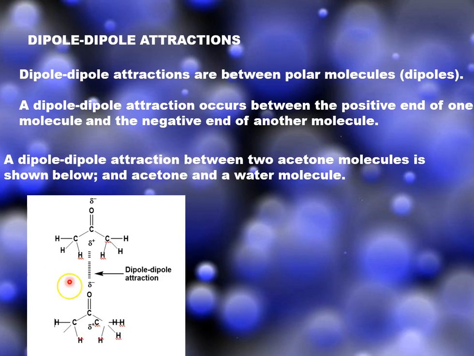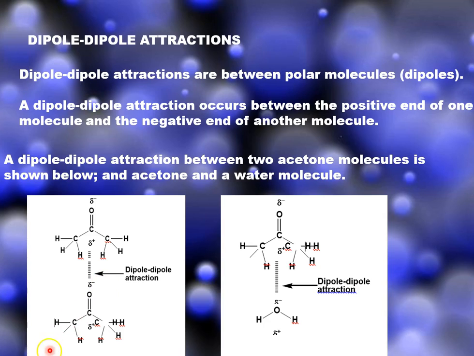So we have two acetone molecules. We have the positive carbon here, and we have the negative oxygen of an adjacent molecule. So the partial negative and partial positive are attracting between the two molecules. Another example would be an acetone molecule with a water molecule. The positive carbon on the acetone is being attracted to the negative oxygen on the water molecule, and it's what allows the acetone to mix with, or dissolve in, the water.